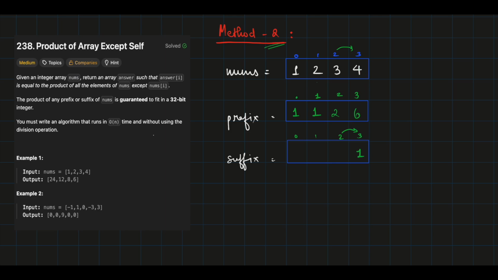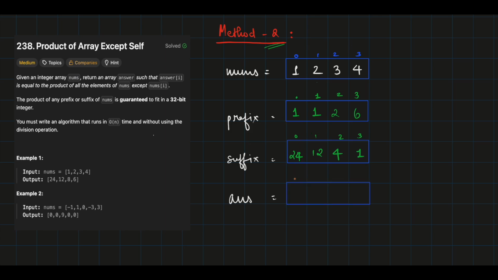So here 4 will be multiplied by 1, that will be 4. Similarly, at first index, we will do suffix of index plus 1 multiplied by nums of index plus 1. So 3 will be multiplied by 4, so it will be 12 here. Similarly, at 0th index, suffix of index plus 1 multiplied by nums of index plus 1. So 2 will be multiplied by 12 is 24.